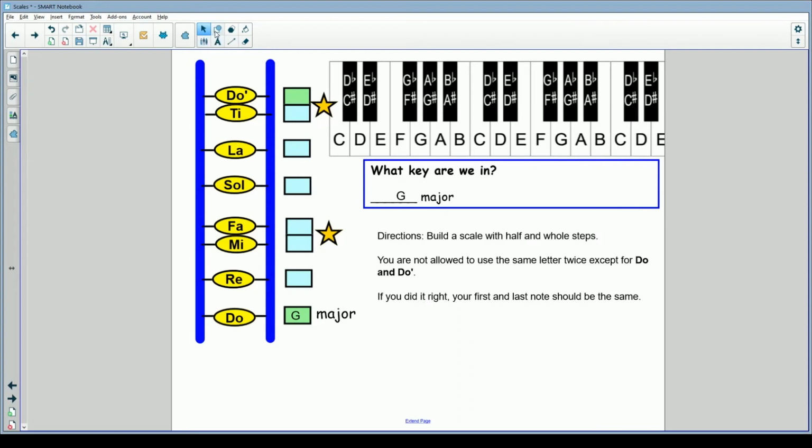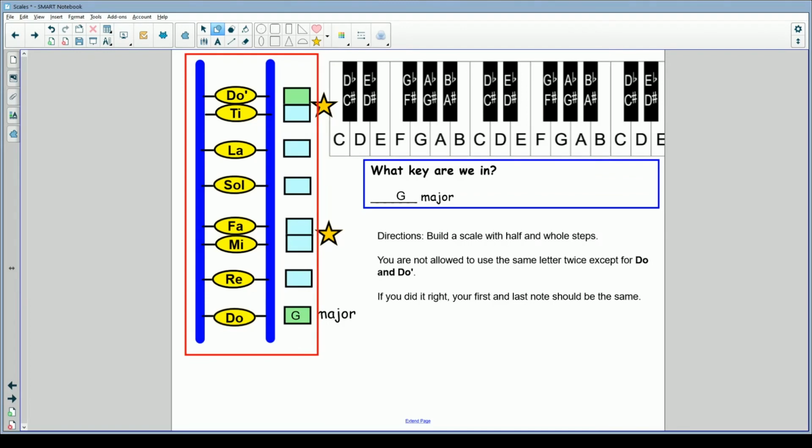What I want you to do is on a piece of paper, draw your own ladder, and fill out all of these letters. You don't have to really worry about the stars, but I do want you to draw this stuff inside the red box. So your assignment is the stuff inside this red box that I want you to draw on a piece of paper and show me on Flipgrid. Just like we did in the example, you're going to build a scale with half and whole steps.